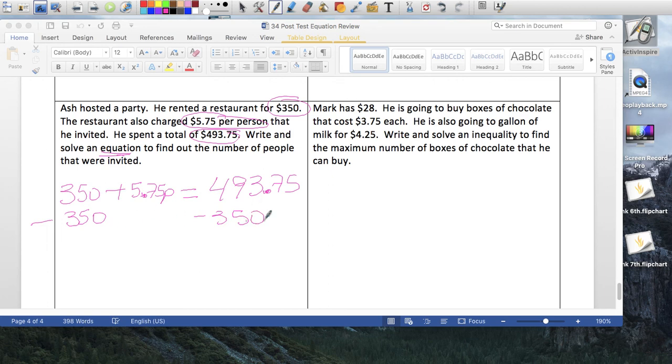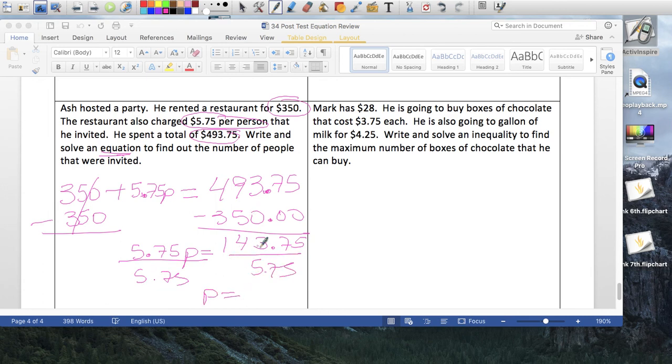Minus 350. 350 doesn't have a decimal, so we put a decimal, 0, 0. Cross out. 5.75p. Let's subtract. 143.75. Divide by 5.75, divide by 5.75. p equals, and if you divide, I think it becomes 143.75 divided by 5.75 equals, and how many people? So 25. So how many people did he invite? 25 people.